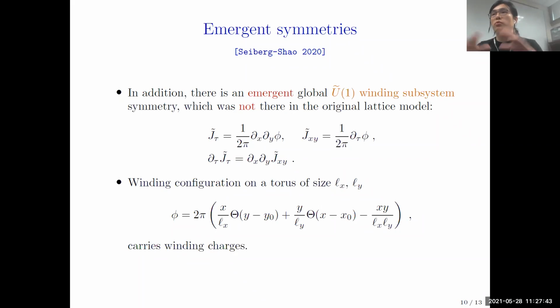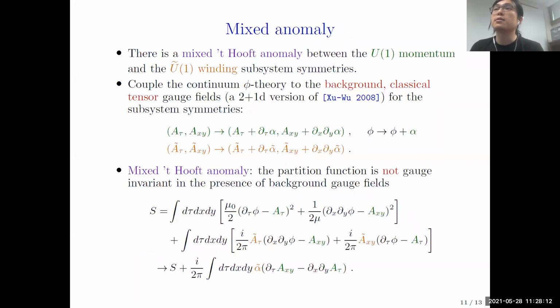And so if we put the theory on a torus, we can construct non-trivial winding configurations which carry charges under this winding subsystem symmetry. And this is its configuration. Let me stress that in order to construct a winding configuration, we necessarily need to use theta functions, which means that the winding configurations are discontinuous configurations. So as you can probably anticipate, there's a mixed Toph anomaly between the U1 momentum symmetry and the emergent U1 winding subsystem symmetry.